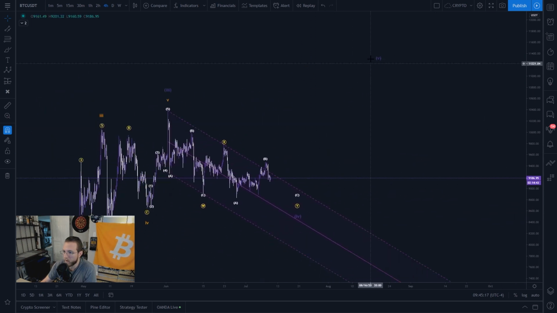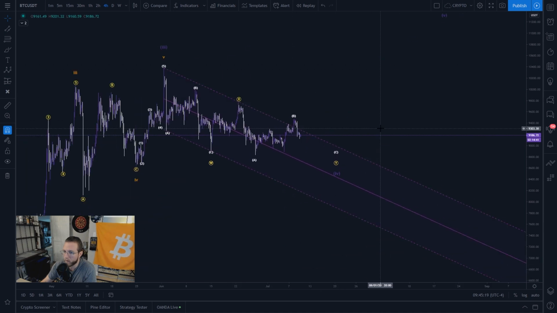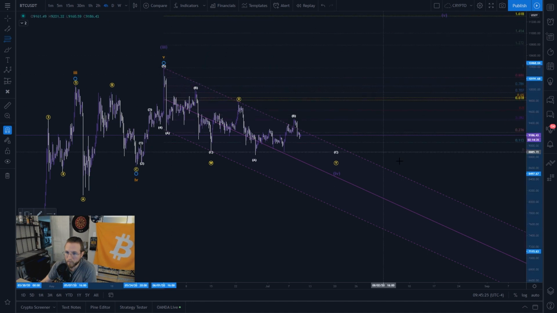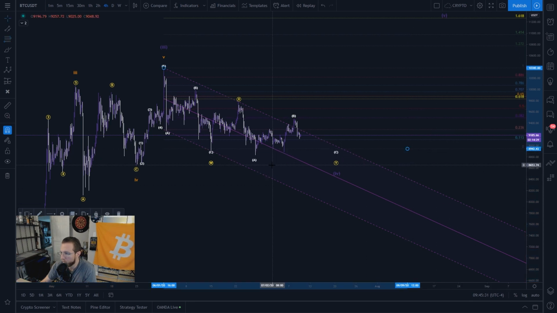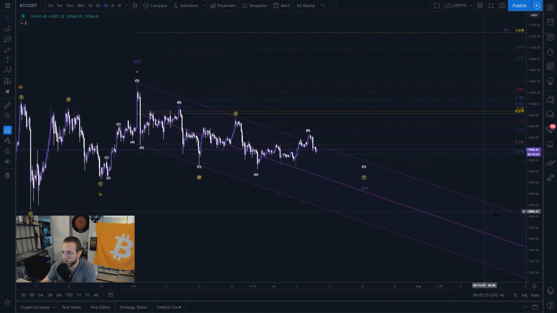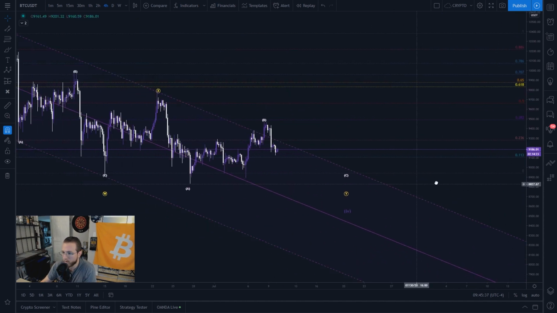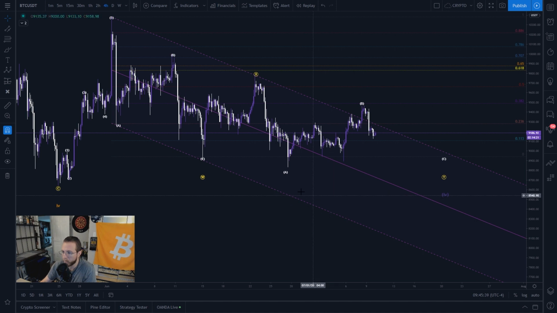So now, where is my wave 5? Why is my wave 5 up here? Well, my wave 5 is up there because if you do a fib pull from the top of my proposed 3 to the bottom of my proposed 4, which would be, again, about $8,900. Remember that channel on my other chart? Well, I've got it drawn here too. And this is another reason why I'm looking for this.